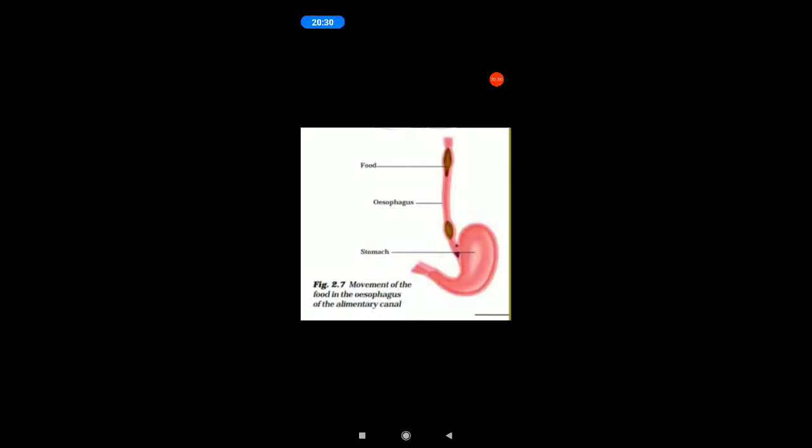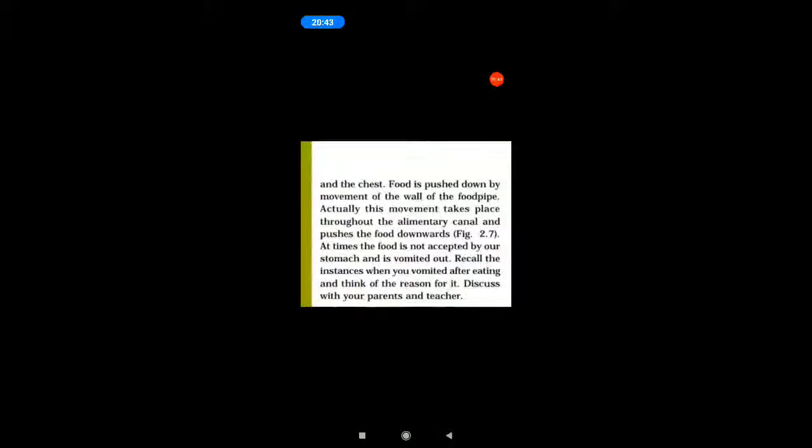This is a diagram of the alimentary canal, that is the esophagus. The swallowed food passes into the food pipe or esophagus. Listen, the food pipe runs along the neck and the chest. Food is pushed down by movement of the wall of the food pipe. Actually, this movement takes place throughout the alimentary canal and pushes the food downwards.